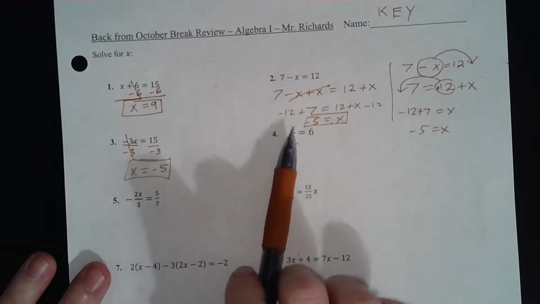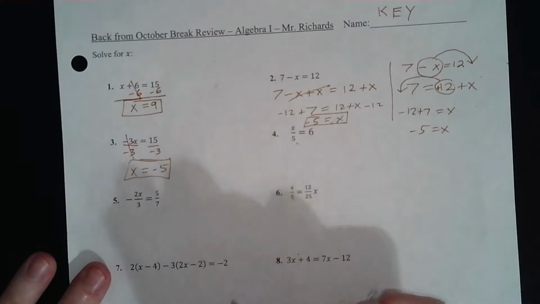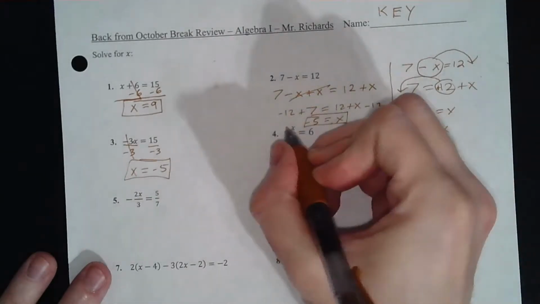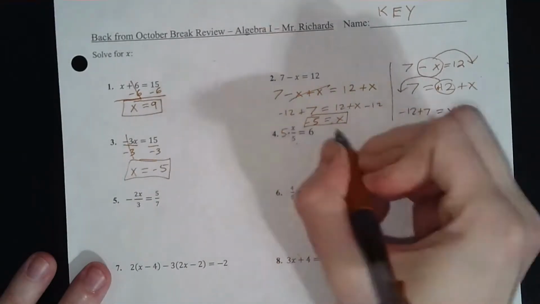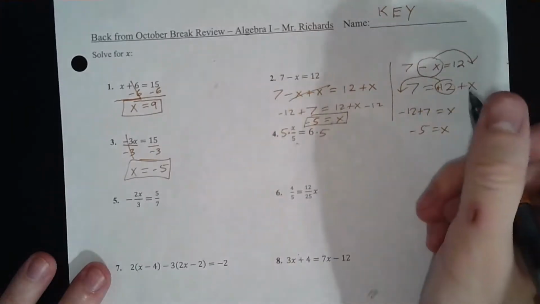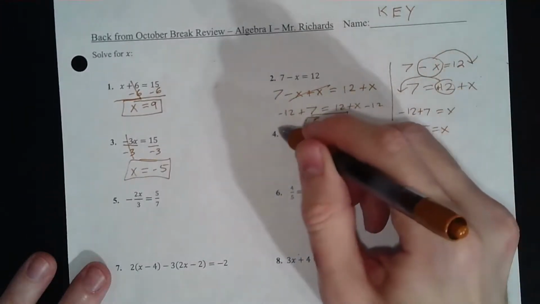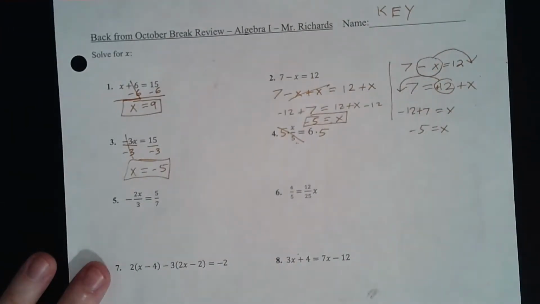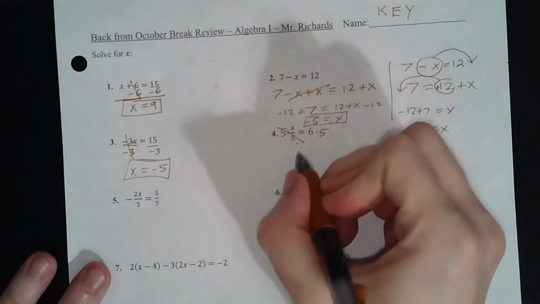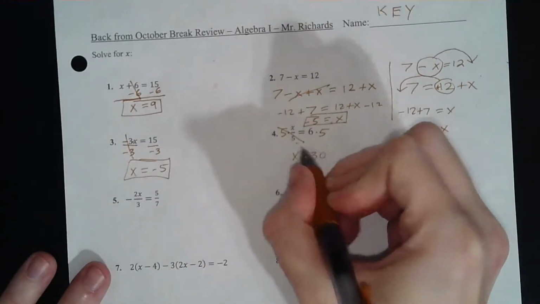Likewise, on problem 4, this x divided by 5, to undo dividing by 5, we multiply by 5. Multiplying both sides by 5, it ends up being that 5 and 5 cancel out. And I'm getting x equals 30.